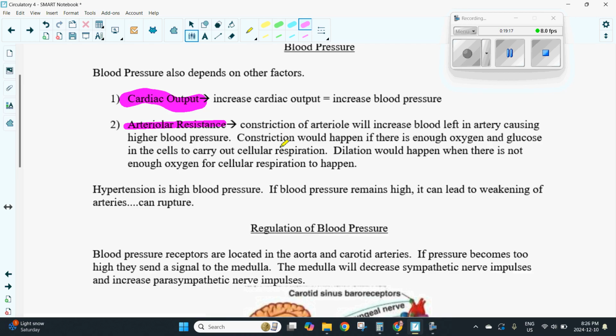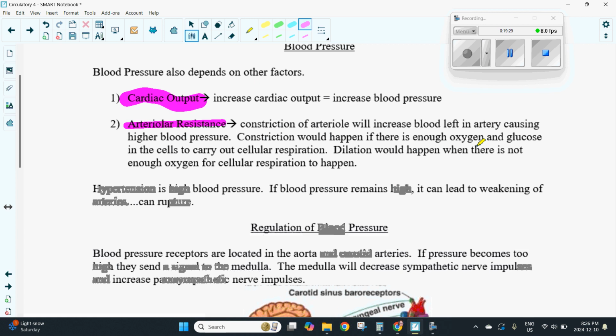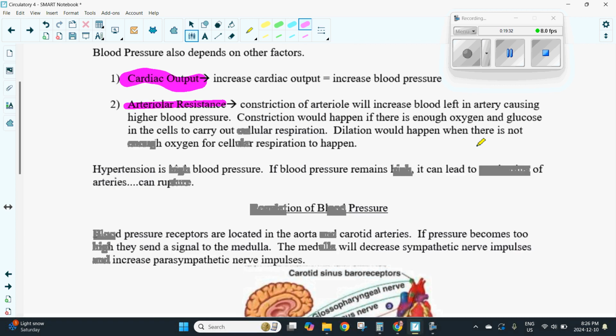Now, remember, constriction is going to happen only when the cells of that area of the body have enough oxygen and glucose to carry out cellular respiration. So this is dependent on what your body is doing, how much oxygen it needs, how much CO2 it needs to get rid of, etc.